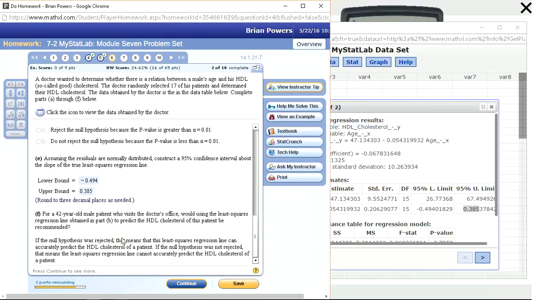Let's see. For a 42-year-old male patient who visits the doctor, would using the least squares regression line obtained in part B to predict the HDL cholesterol of the patient be recommended?